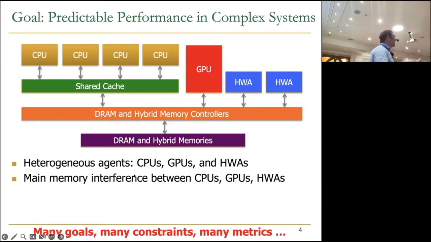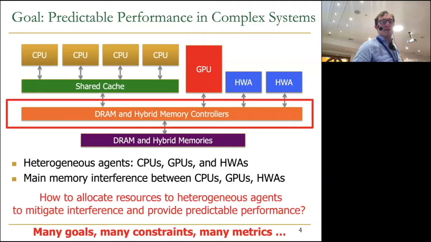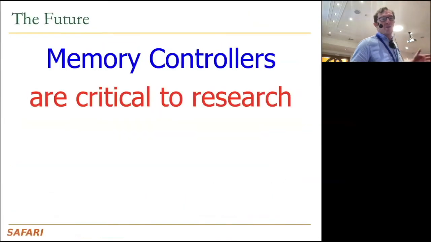And there are many goals, many constraints, many metrics, because the quality of service that you want to provide really depends on what kind of application is running over here, right? If the application is very user critical in terms of interactions, the quality of service matters a lot more than another one. And how to allocate resources to these heterogeneous agents that are accessing memory to mitigate interference and provide predictable performance is an important problem. So I think this is where I will leave you. There's a lot of work in this area that I'm not going to cover. It's in past ACACES courses that I've delivered.